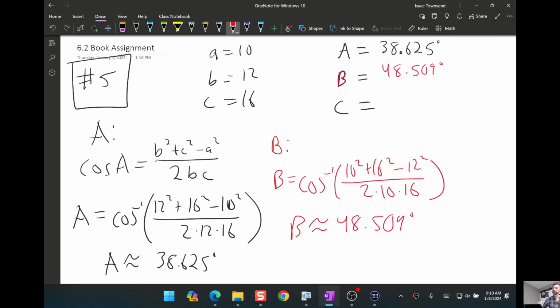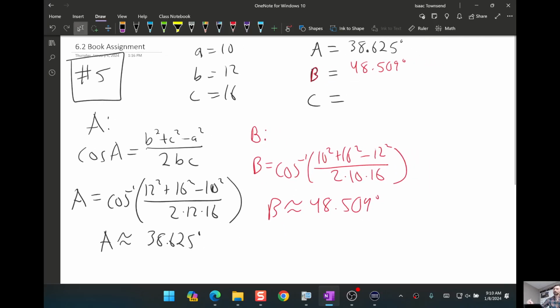Okay, now I have something to compare it to. I know side B was a little bit bigger than side A, so angle B should be a little bit bigger than angle A, so that seems reasonable. Now, on a quiz, if you were about out of time, you could subtract these two from 180 and get angle C, and that's perfectly fine. That always works in mathematics, so you don't have to use law of cosines a third time.